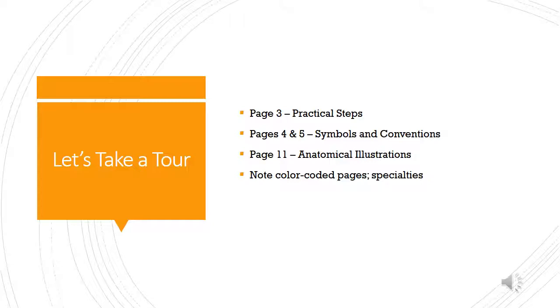Note the right side of the pages of this book are color-coded. Each chapter is a different color. Chapters are divided by specialties. This helps the coder efficiently find a specialty.